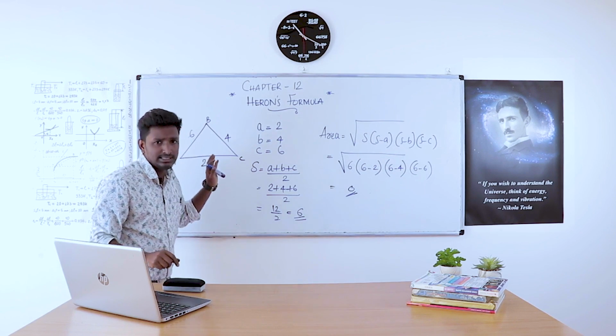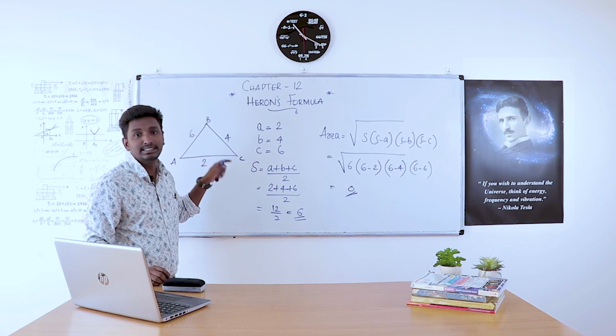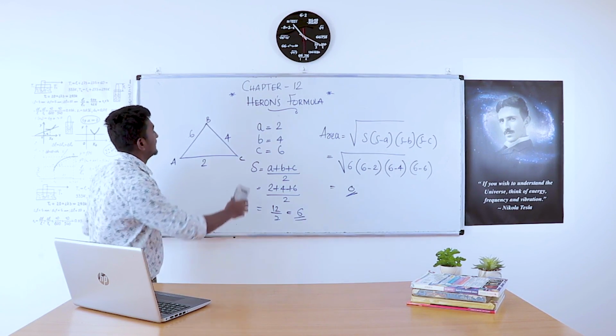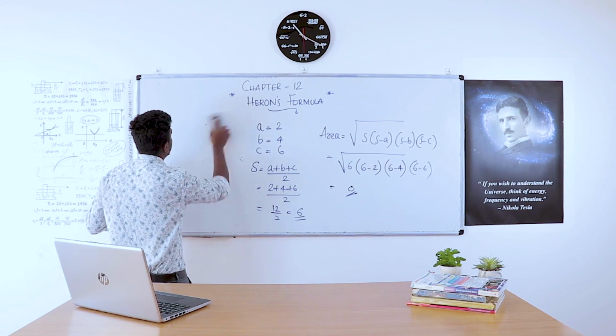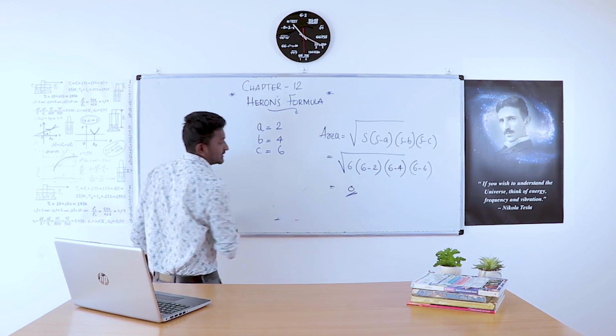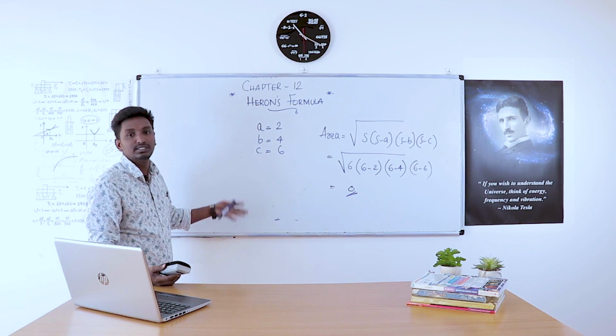Therefore, constructing a triangle like this is not possible. So that's why we got the answer as 0. Just for an example, I took 3 values and solved one. In the textbook, there are more problems, and we can solve problems related to this equation.